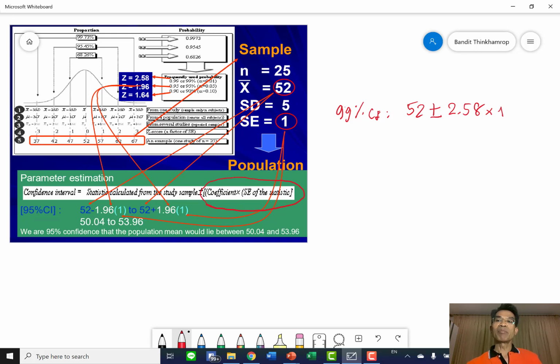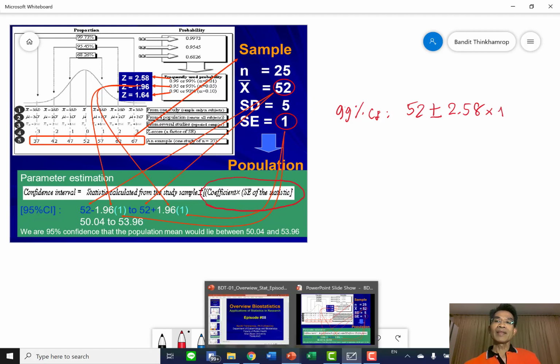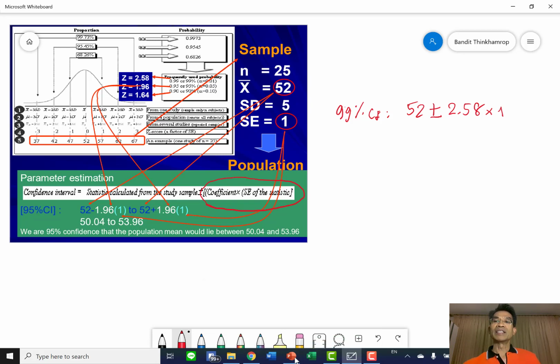We are 99% sure because it will cover the truth, the true mu, the true parameter for sure, because it's wide. But as I said, the wider the confidence interval, the less informative we can get, or it tends to be inconclusive. So there is no benefit by increasing this confidence interval coefficient.